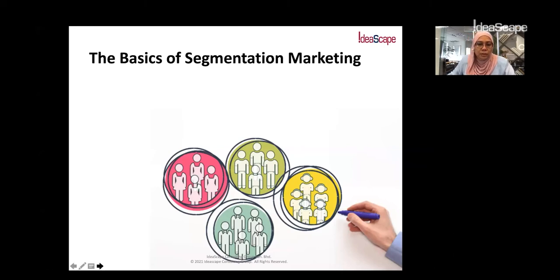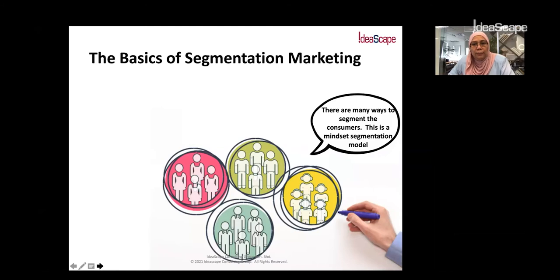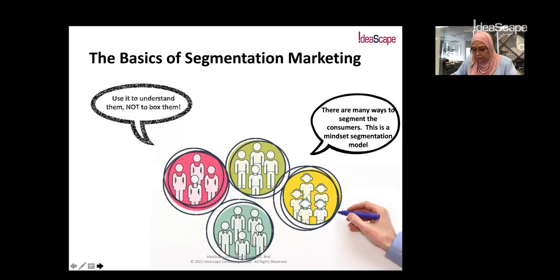There are many ways to segment the consumers. If you have a whole consumer population out there, the most common method of segmentation is demographic. I'm pretty sure you have seen that. But this particular model is what we call a mindset segmentation model, and I'll get into detail about why we look at mindset segmentation.